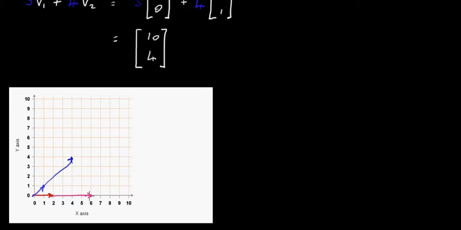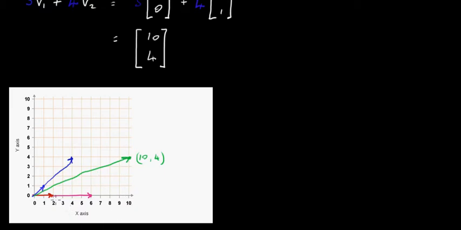So we went out along here. We ended up at 10, 4, which is 10 and 4 up to here. So when we added these two vectors, we ended up here at 10, 4. So this is our new vector here.